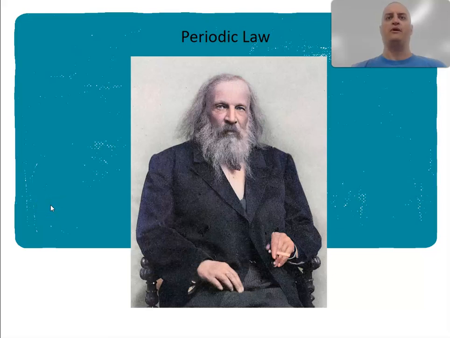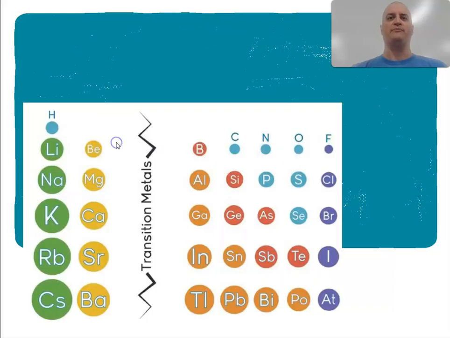Hello, this part one of a two-part series is all about periodic law. This is what's known as the father of the periodic table, Dmitri Mendeleev. You would hear about him all the time in Honors Chem or AP. But for here, just a simple little pic of what he did.